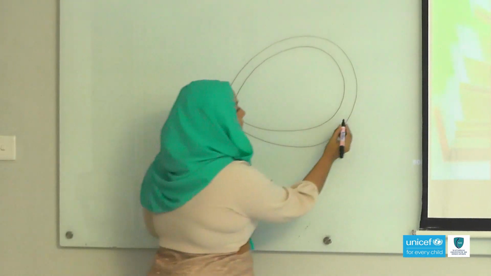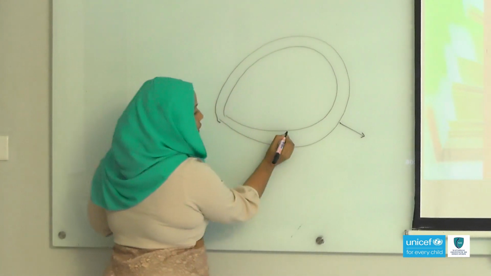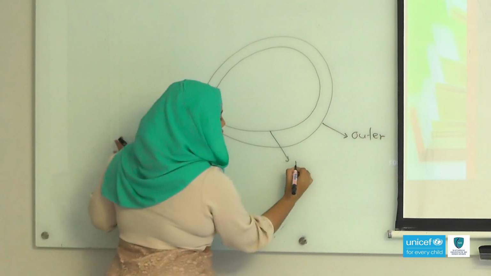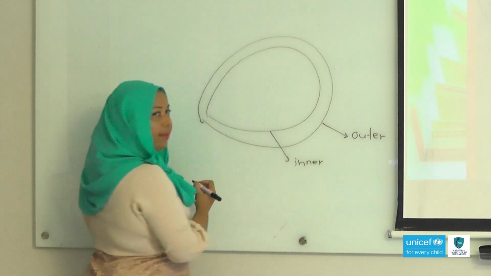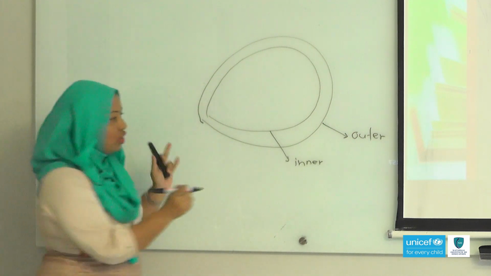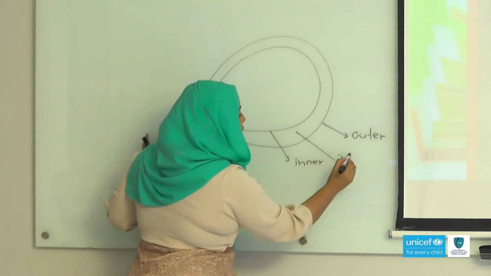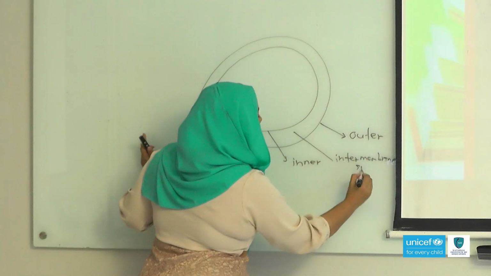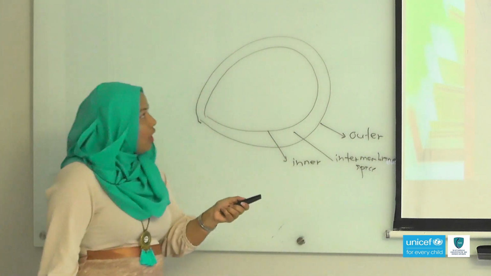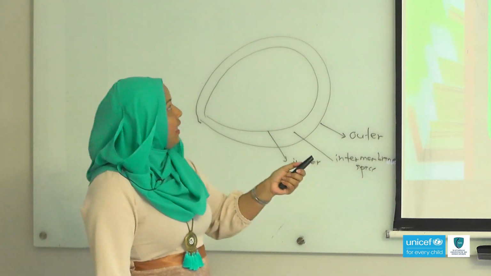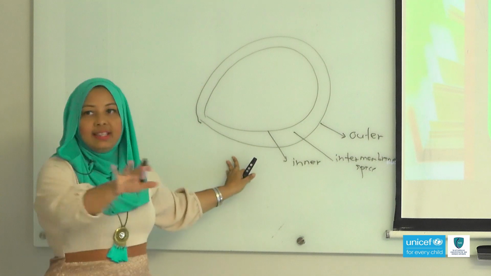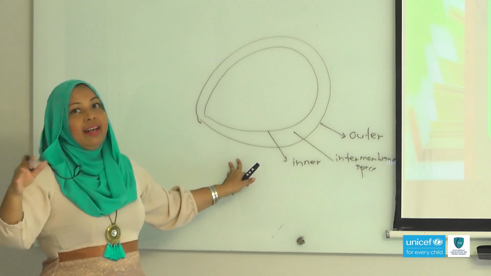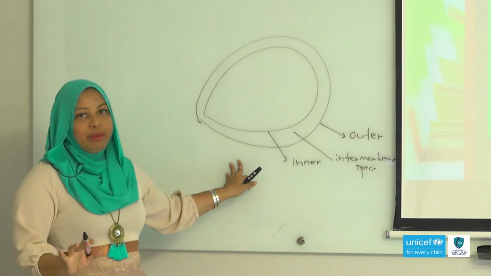Then say that there is an outer membrane and an inner membrane. In between those two is the intermembrane space. See, all the information that was over here, just simply said it. Double membrane, an inner membrane, outer membrane, and an intermembrane space.